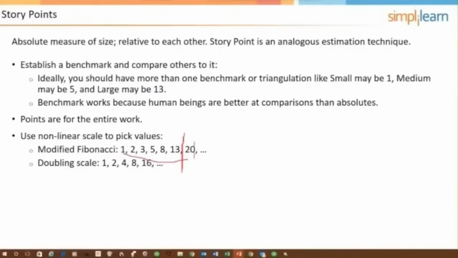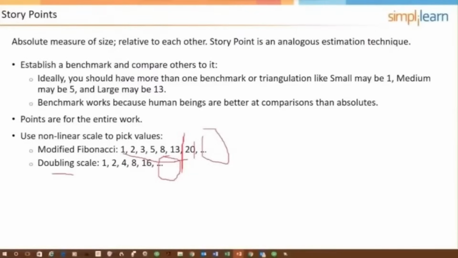I don't know why some use modified Fibonacci and others not, but that's just a common thing to do. If you're doing planning poker, you give everybody 7 cards: 1, 2, 3, 5, 8, 13, and 20. Another nonlinear scale is doubling: 1, 2, 4, 8, 16. You typically don't go too far to the left with the values because that either means you're being too granular or you've got stories that are probably too big and need to be disaggregated.